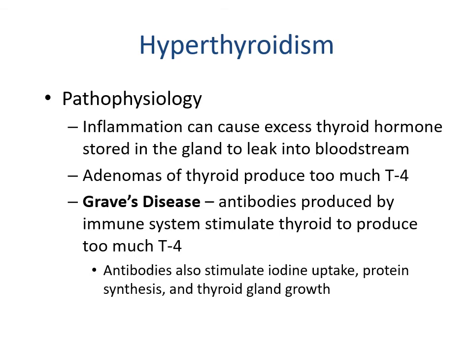So again, what causes this? Inflammation can cause excess thyroid hormone stored in the gland to leak into the bloodstream. And adenomas of the thyroid produce excessive T4, so that's tumors of the thyroid. With Graves' disease, antibodies are produced by the immune system, and these stimulate the thyroid to produce excessive amounts of T4. Antibodies also stimulate iodine uptake, protein synthesis, and thyroid gland growth.